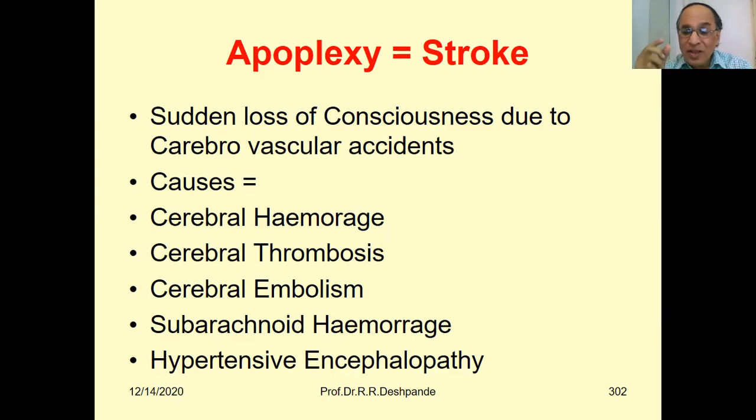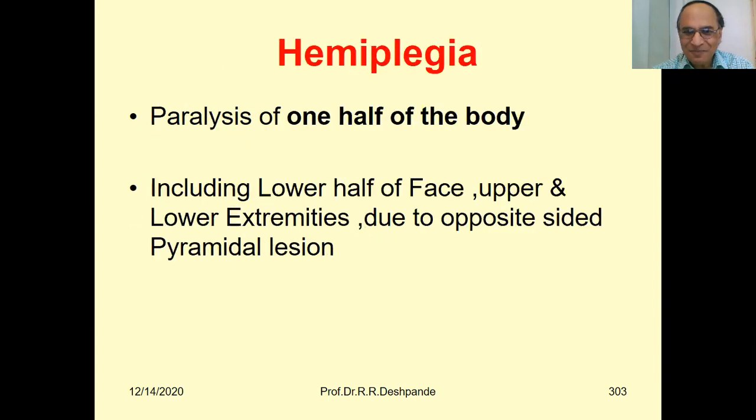Thrombosis is a stationary blood clot in one place, and embolism is a moving blood clot. Hemiplegia: hemi is half. It is paralysis of half of your body, including the lower half of the face, the upper and lower extremities, hands and legs, due to an opposite-sided pyramidal lesion.